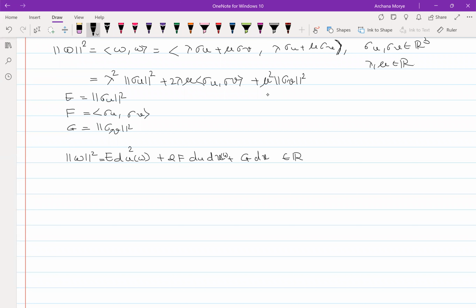Okay, sorry. So what is this? Lambda is dU of W, mu is dV of W, and then plus mu squared plus G times dV of, what is this? dV of W, okay, whole square, right?